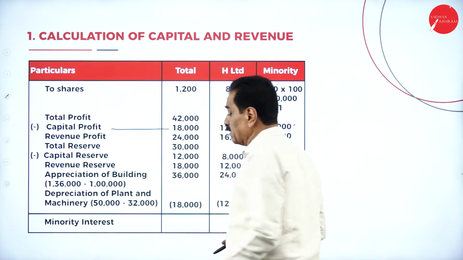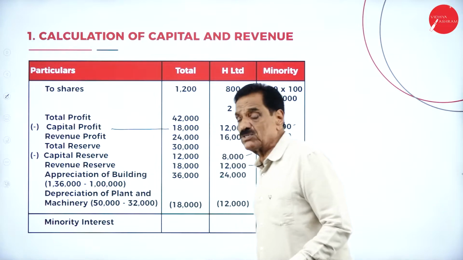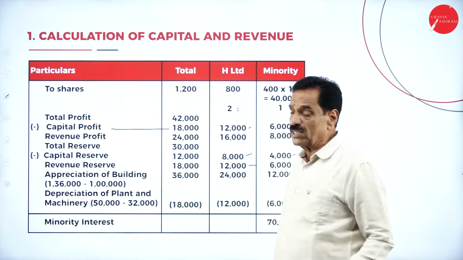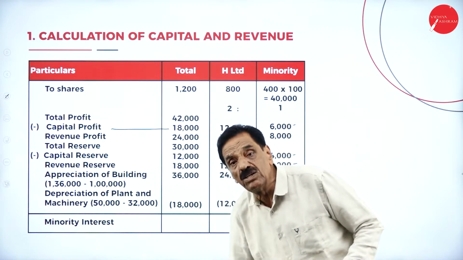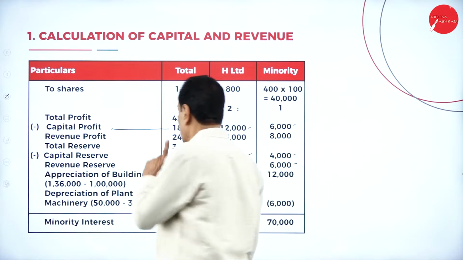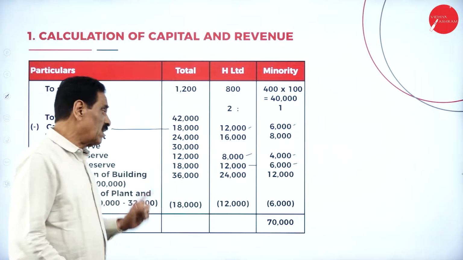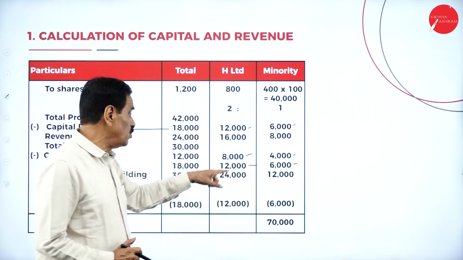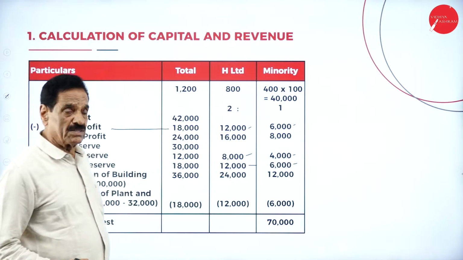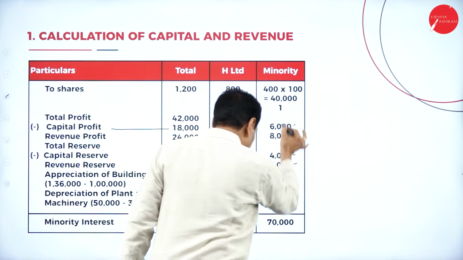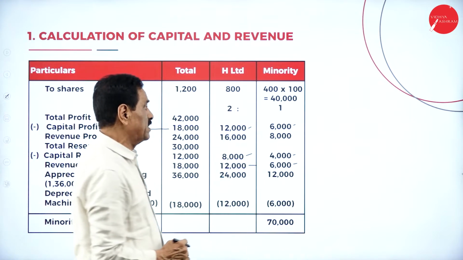Then regarding the machinery, it was 50,000 before. Today, the market value is 32,000. How much has been reduced? 18,000. It is called the capital loss. That 18,000 should be shared in the ratio of 2 is to 1: 12,000, 6,000. If we add these now, it is called minority interest.